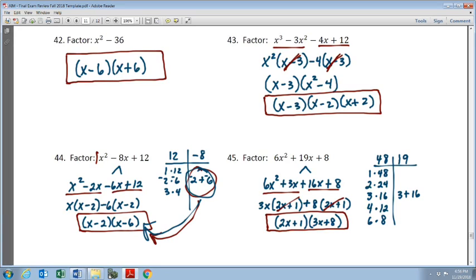I would just remind you that when we factor, we can always multiply to go in reverse and check our answers. You could do that with all of these.